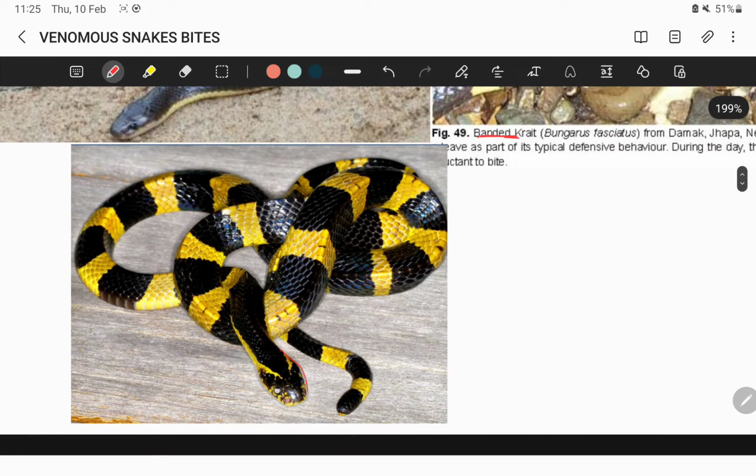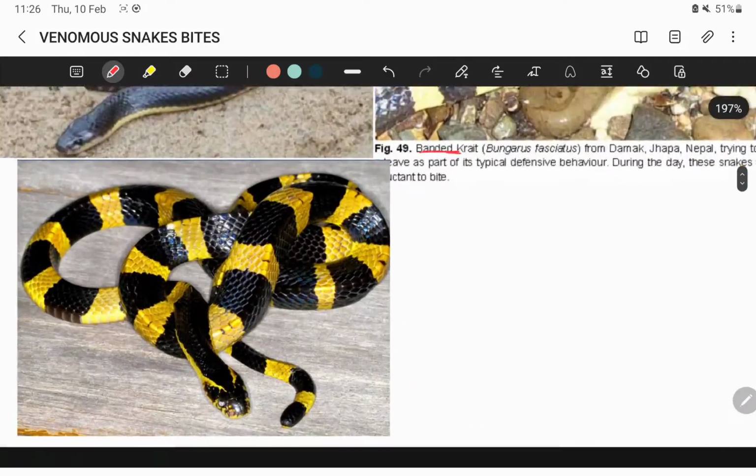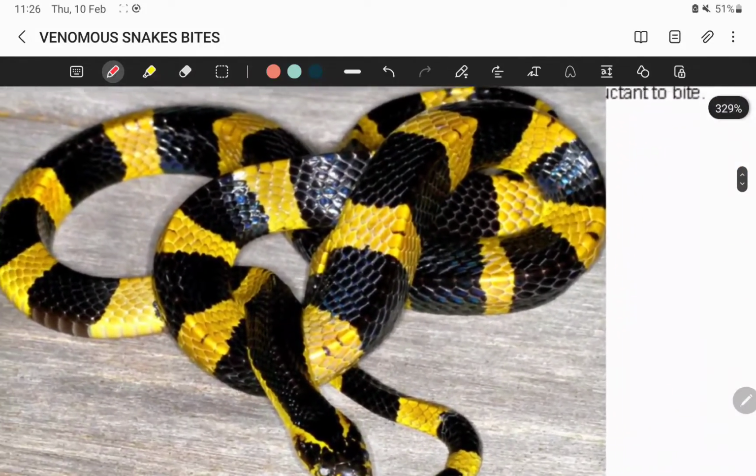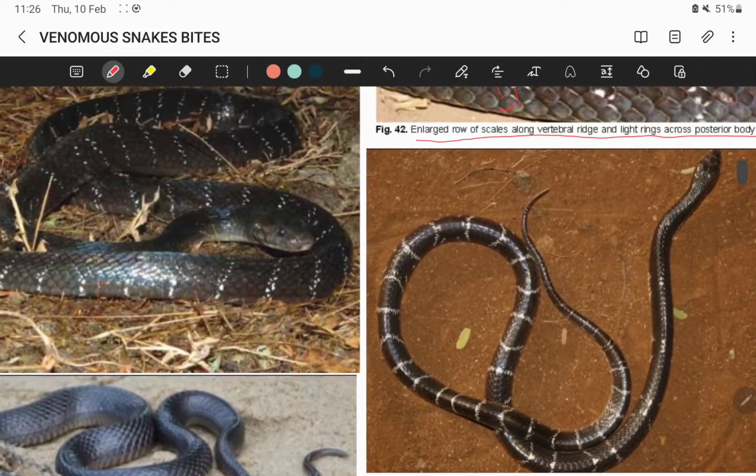This is yellow in color, a very pretty snake, something I would never say in my lifetime. I don't know why I said it, but it's a very pretty color, right? Yellow and black, right? So this is a banded krait. You have to see, understand, and identify the snake. This is the banded krait, and this is the common krait, right?